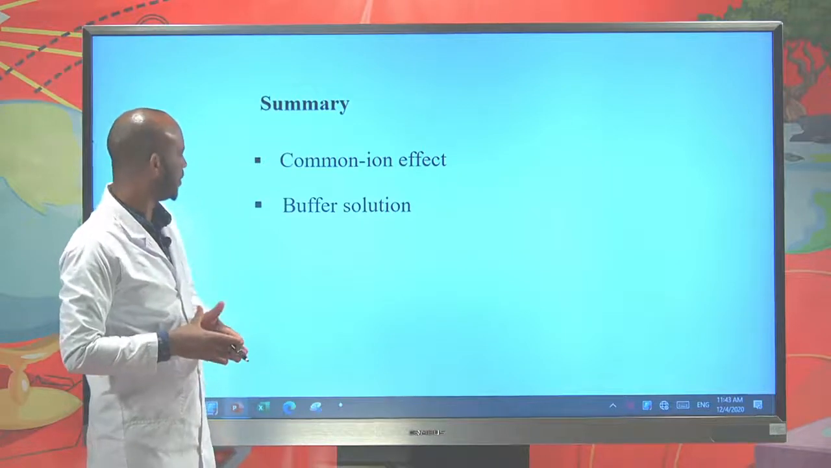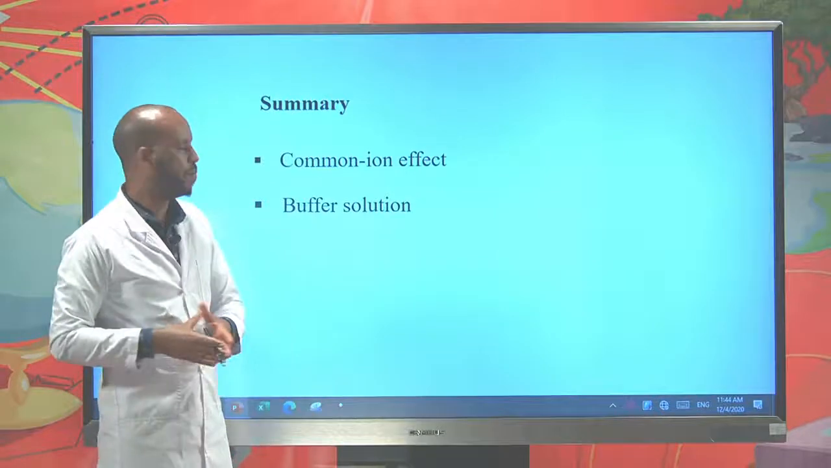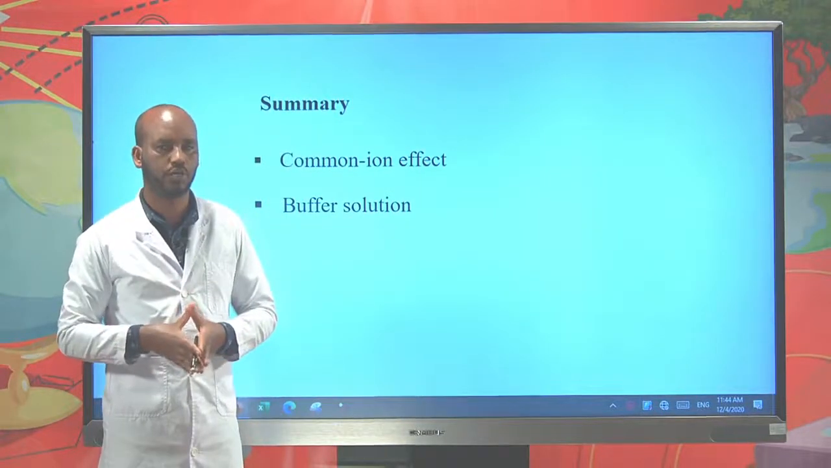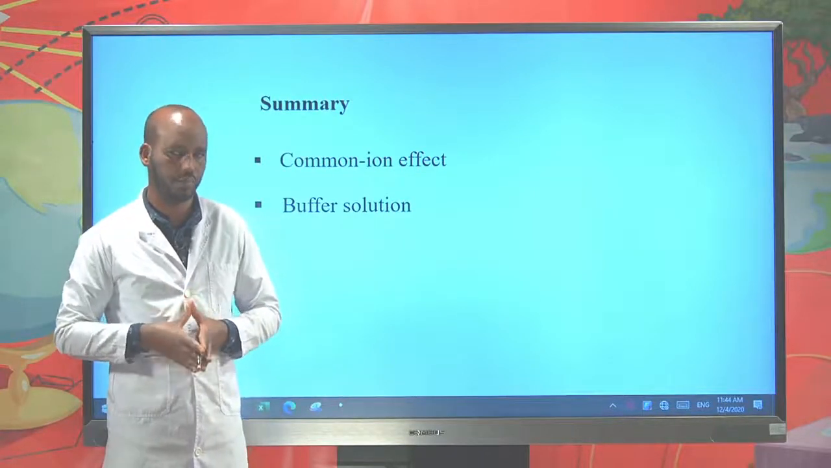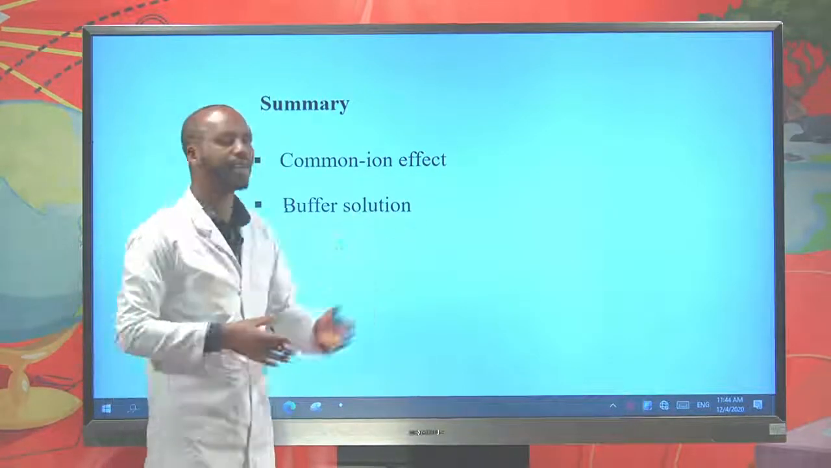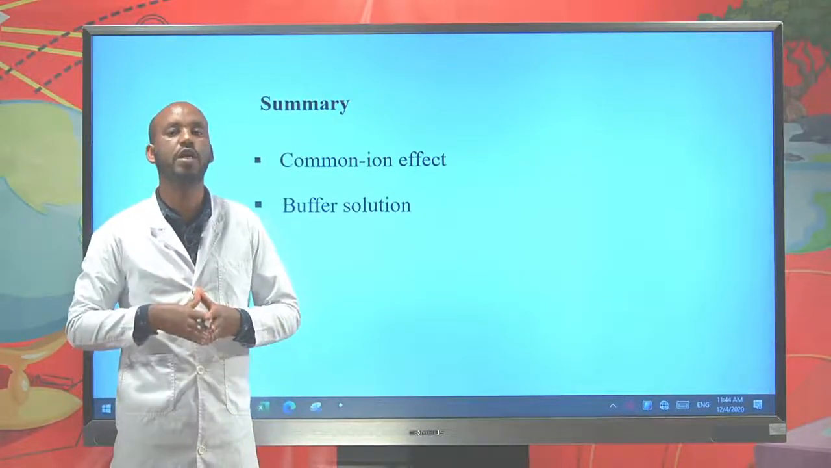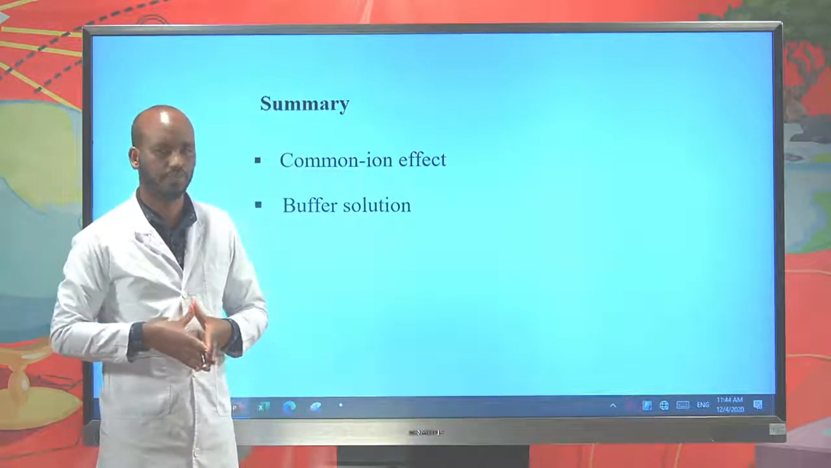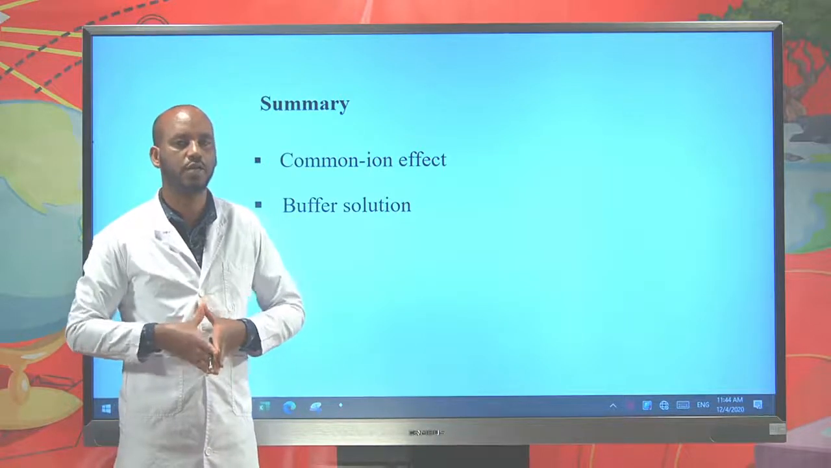We also discussed buffer solutions. A buffer solution is a solution that resists change in pH when a limited amount of an acid or a base is added to it. Buffer solutions contain either a weak acid and its conjugate base or a weak base and its conjugate acid. This brings us to the end of today's lesson.